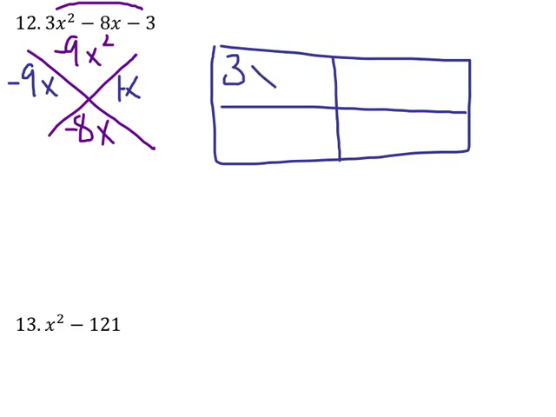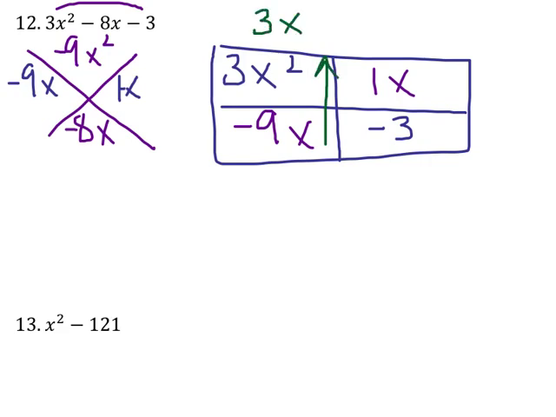And first term, first box, that's 3x squared. Last term, last box, that's negative 3. Then we'll plug in our side terms that we found, negative 9x and 1x. We need to divide out our greatest common factors. So, greatest common factor of 3x squared and negative 9x is 3x. Greatest common factor of 1x and negative 3 is just 1.